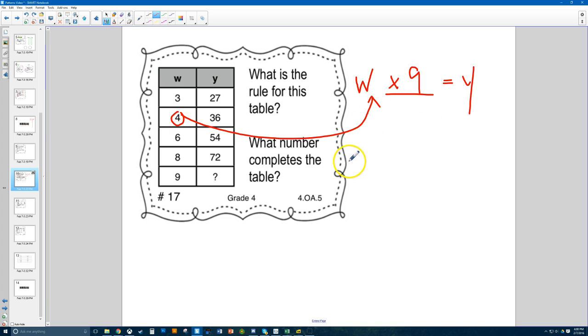You'll notice that the rule seems to be multiply by 9. So if that's true, then down here, if I was to plug in 9 for W, then multiply by 9, then I would get 81 for Y. So this is equal to 81 for that question mark.